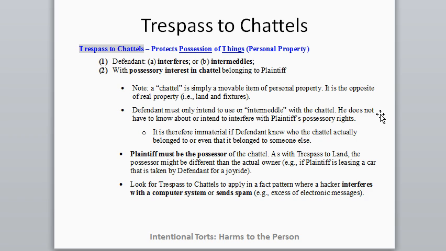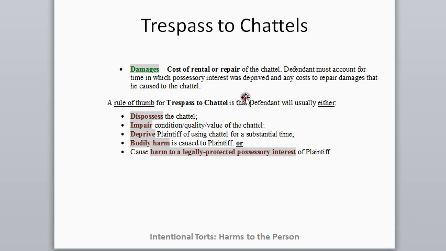Imagine that someone takes your car just for a joyride around the block, or they hide something that you own, or they damage something that you own. That's a trespass to chattels. And again, the plaintiff must be the possessor of the chattel. An example of a plaintiff is leasing a car. The car dealership can't be the one that's bringing this. It's the person who is dispossessed.